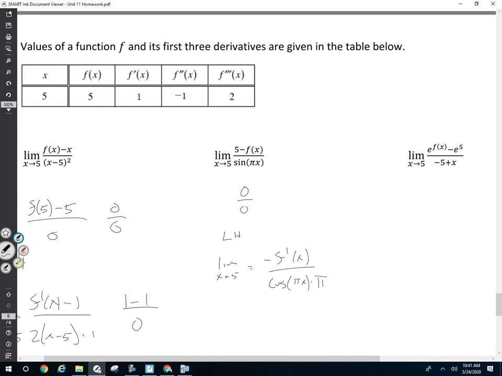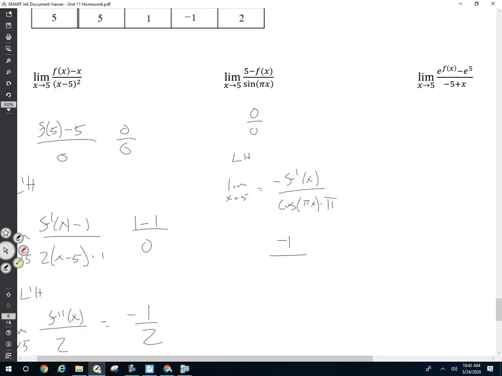Plug in 5. F prime of 5 is 1. Cosine of 5 pi. So 5 pi is going to be over there on the left. So 1, 2, 3, 4, 5 pi. It's an odd pi, so it's going to be a negative value. So this is going to be negative 1 over negative pi, which is 1 over pi.